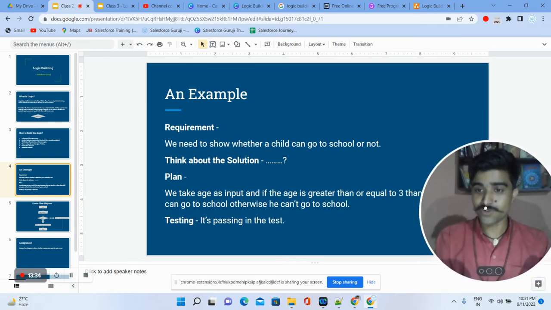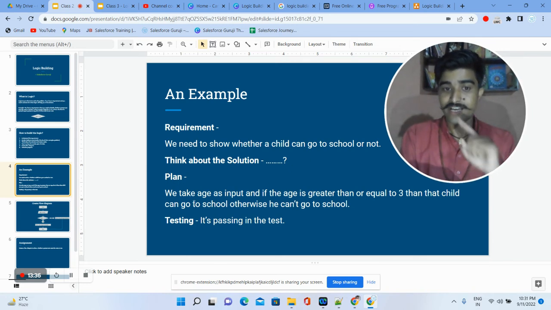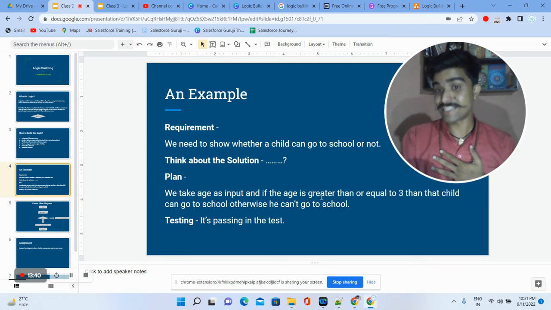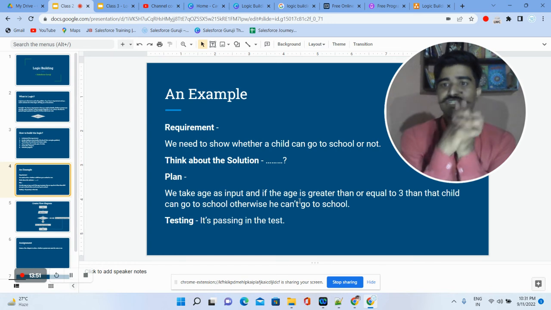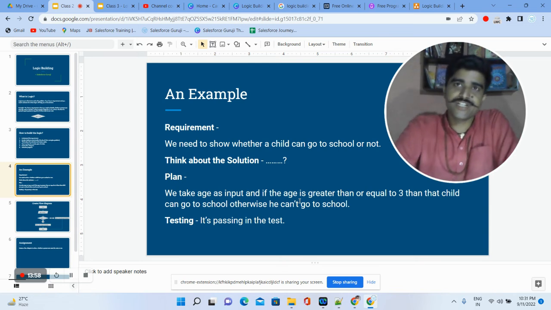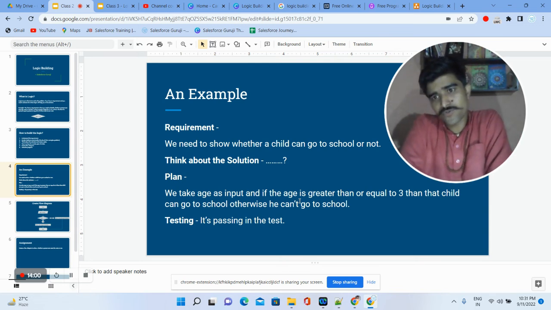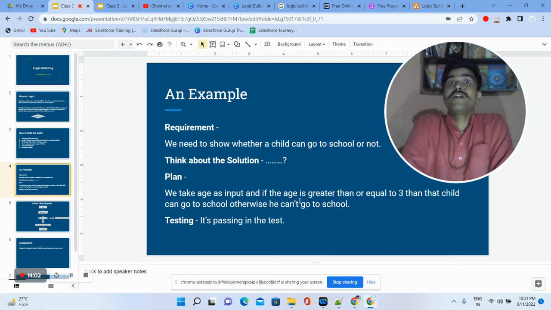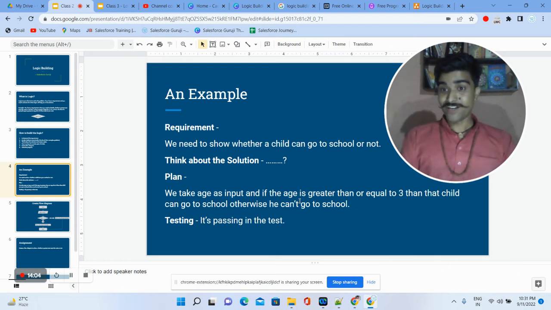So you need to say that we can take age as an input. If the age is greater than or equal to 3, then the child can go to school. Otherwise, he can't go to school. So this is the simple plan that we have. Let's test it. If our child is 6 years old, he can go to school. If our child is 1 year old, he cannot go to school. It's passing. Our logic is ready.